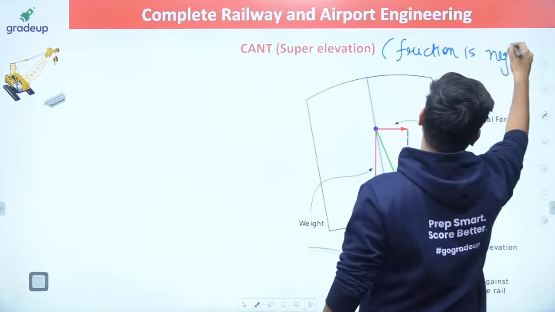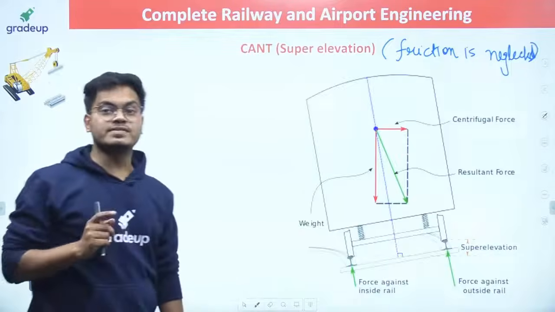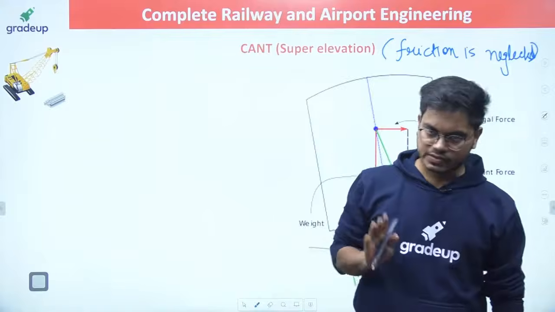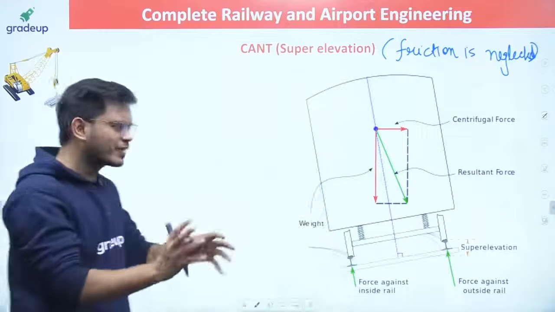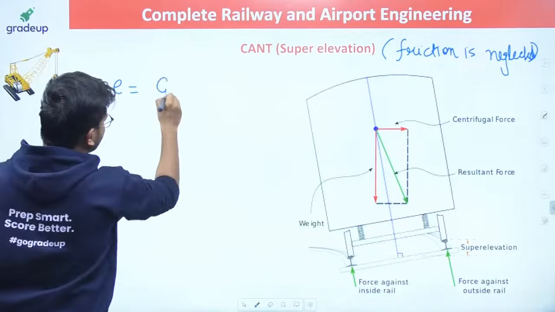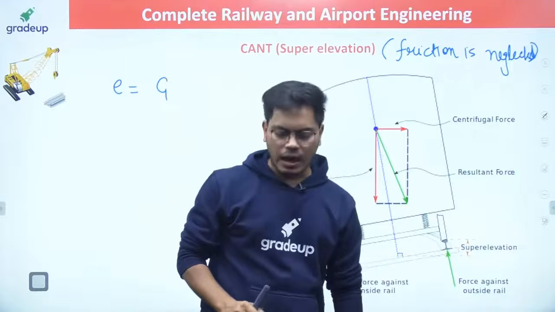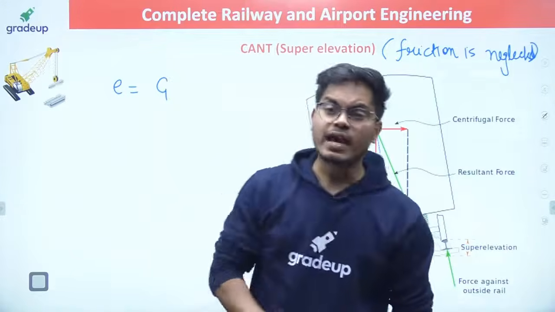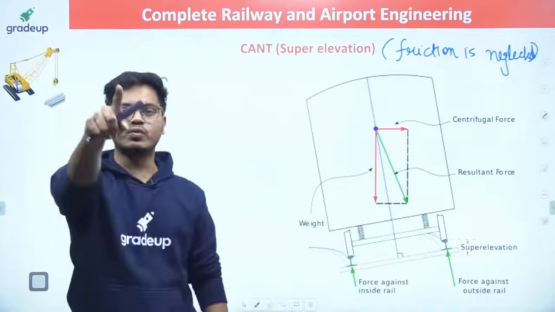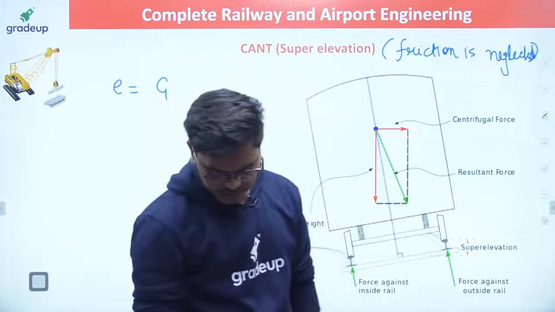Guys, this is very important concept, so please do not miss this one. So here the friction is neglected. First of all, understand this, right? So the basic formula of getting the super elevation, guys, is nothing but it is equal to G V square upon 127 R. What is the formula, guys? And what is the capital G here? First of all, tell me the track gauge or the dynamic gauge. Let's see who will tell me the first answer.